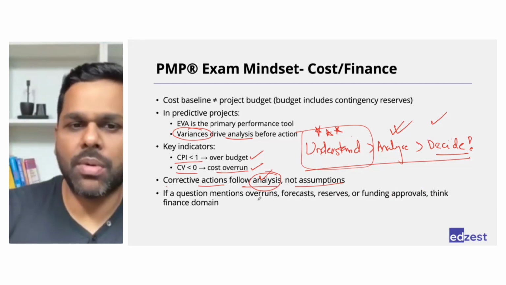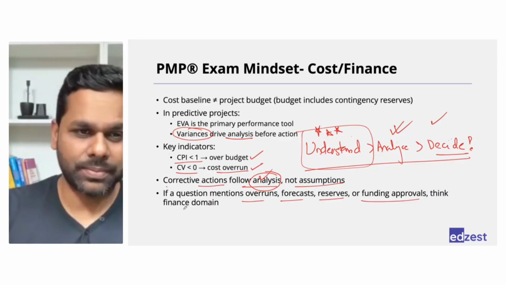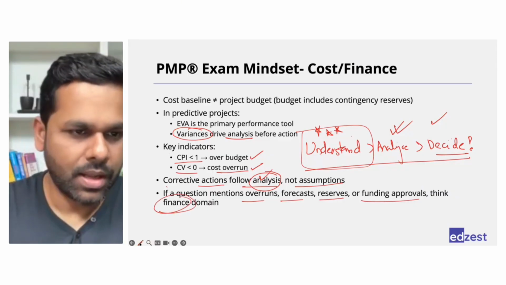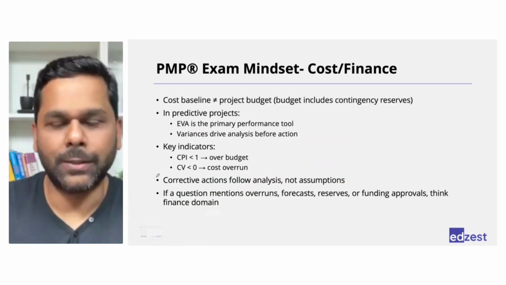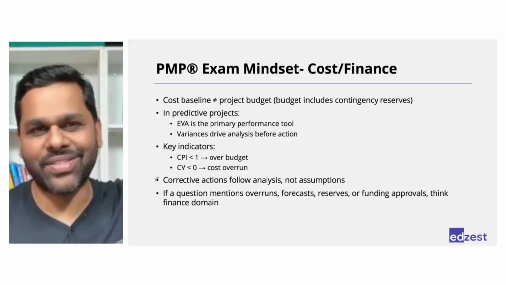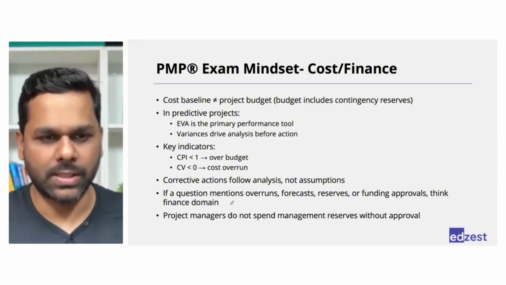If the question is talking about overruns, forecast, reserves, funding approvals, it's a part of the finance domain. You might have seen that I have gone through the points one by one, giving fewer examples than I regularly do in the training program. It is because we are doing a revision. So if you have any questions, please do ask.